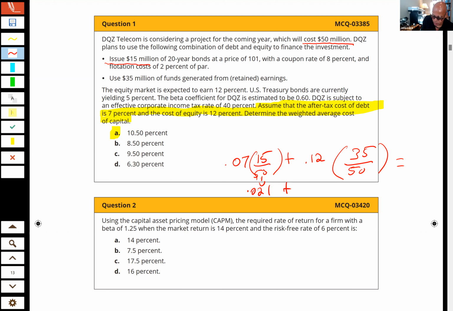0.021 plus, that's a 0, 0.021 plus 0.084 is what happens when you calculate each one of them separately. And that gives you 10.5%, which was choice A, which most of us got.